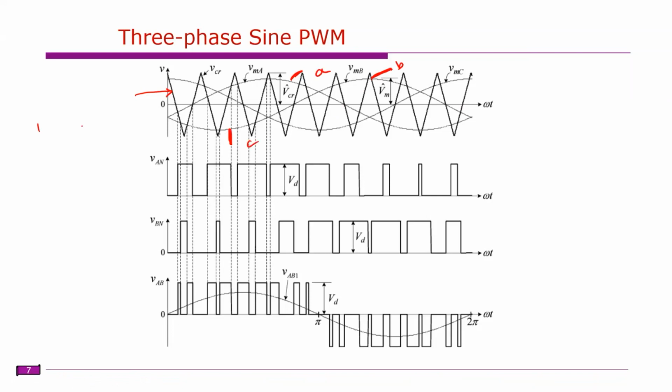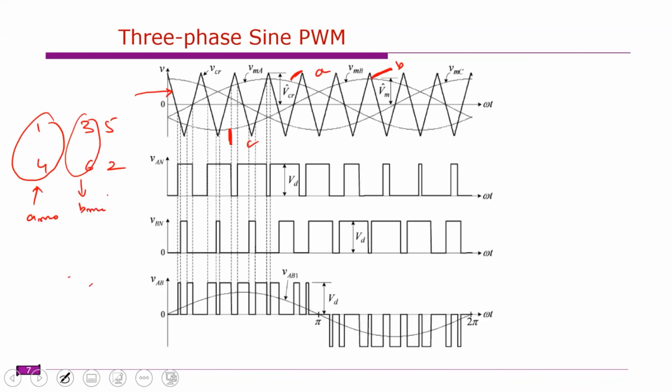We have three legs with switches 1, 3, 5 and 4, 6, 2, right? This one is controlled by the A phase modulating signal, this by the B phase modulating signal, and this by the C phase modulating signal. When the modulating signal is above the carrier, the upper switch is on, so S1 is on; otherwise S4 is on. The same thing applies here.